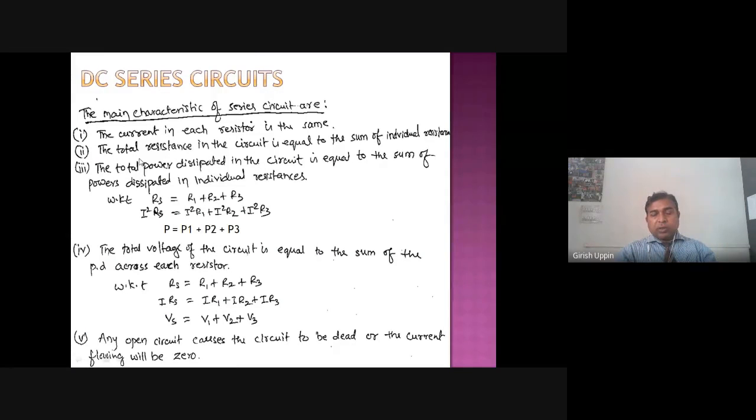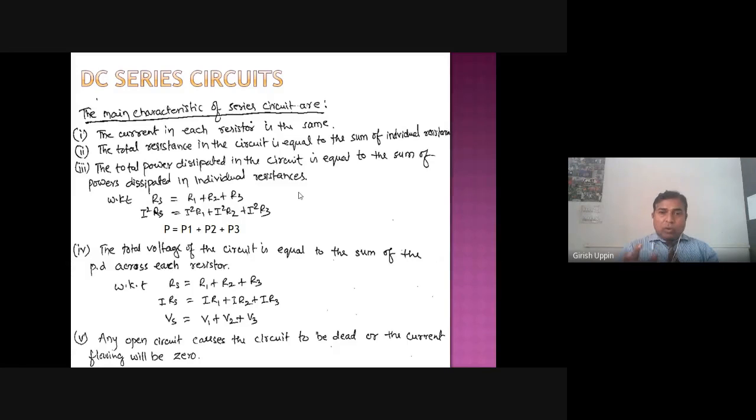That is the first characteristic. And second, the total resistance of the circuit will be equal to the sum of the individual resistances that are connected in series. That is RS is equal to R1 plus R2 plus R3 plus so on plus Rn. So any number of resistors connected in series can be effectively replaced by the sum of their resistances. And what about power? The total power dissipated in the circuit is equal to the sum of the powers dissipated in the individual resistances.